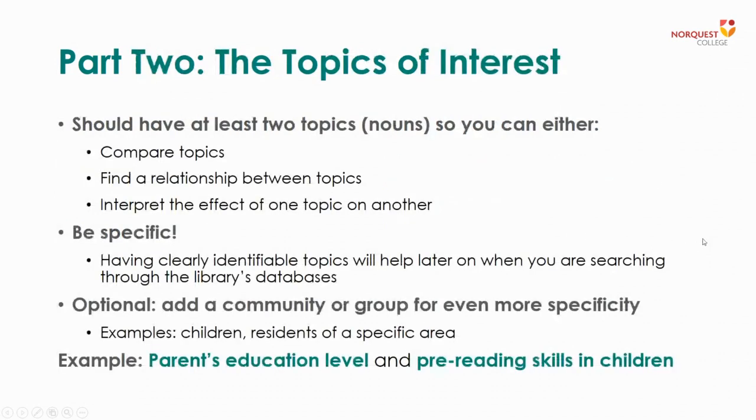Part two are your topics of interest. Now, when you're figuring out what topics to write about, you need at least two. Your research question is going to have at least two specific topics that you're researching. The purpose of that is you have three different purposes for your research question. Either you're going to be writing a comparative type of paper, you're going to be finding a relationship between specific topics, or you're going to be interpreting the effect of one topic on another.